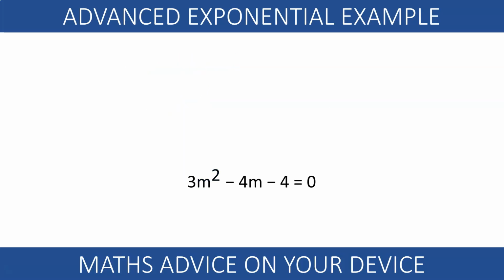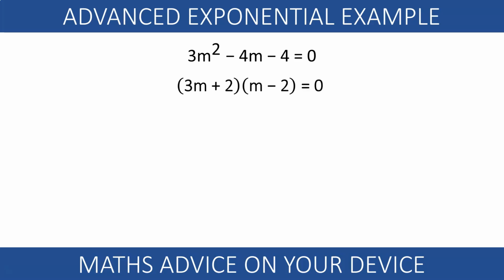We need to solve the equation 3m squared minus 4m minus 4 equals 0. We can use the quadratic formula as we explained in this video, but in this case, perhaps factorizing is easy enough. The factors are 3m plus 2 and m minus 2. We need either factor to be 0, so m must be negative 2/3 or m must be 2. Those are the two solutions for m.